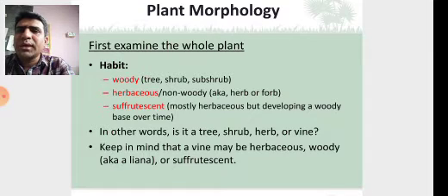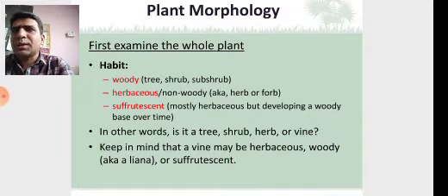Keep in mind that a vine may be herbaceous, woody or suffrutescent. Suffrutescent means it is mostly herbaceous but develops a woody base. The base is woody, but another part is herbaceous. These types of plants are called suffrutescent.